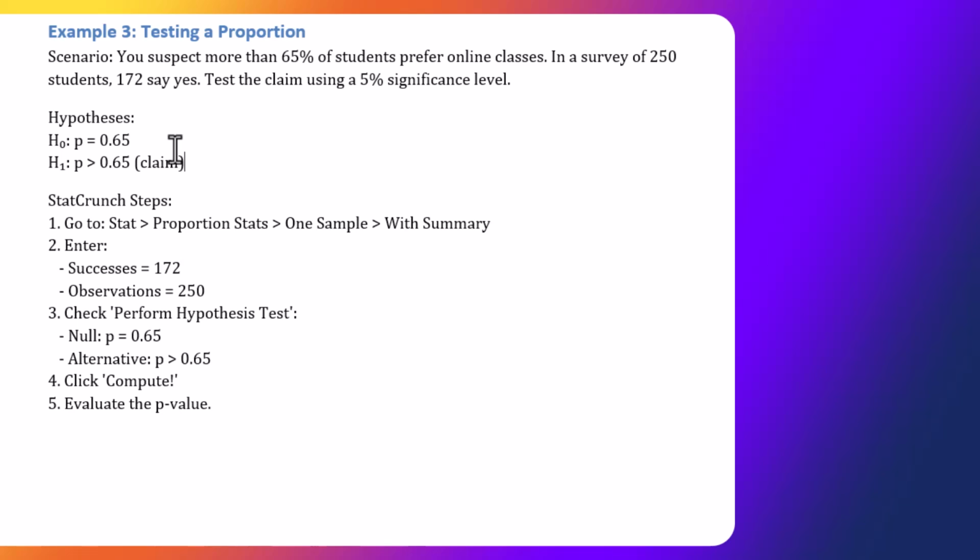In order to test the claim, you need the number of observations, how many in the sample, 250, how many successes, 172, this is called X, and 250 is called N, and we need the significance level, which is 5%. Let me show you how to do that in StatCrunch.